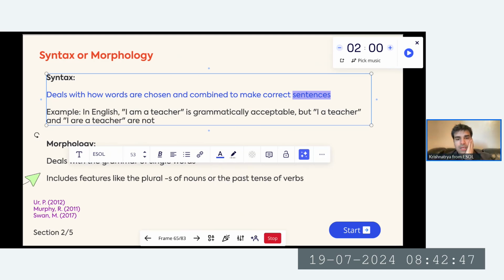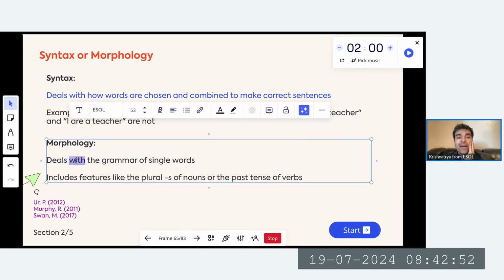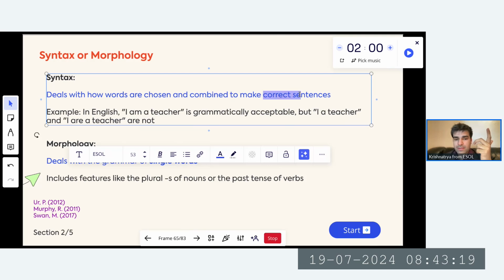Okay, ठीक है. On the other hand, morphology deals with grammar of single words. Now, this is quite interesting. What is the meaning of grammar of single words? For example, you do not say slepted. I slepted last night, or I slept last night. You say I slept last night. So morphology related होती है single words से, single words की grammar से, and syntax related होता है पूरे sentence की grammar से.